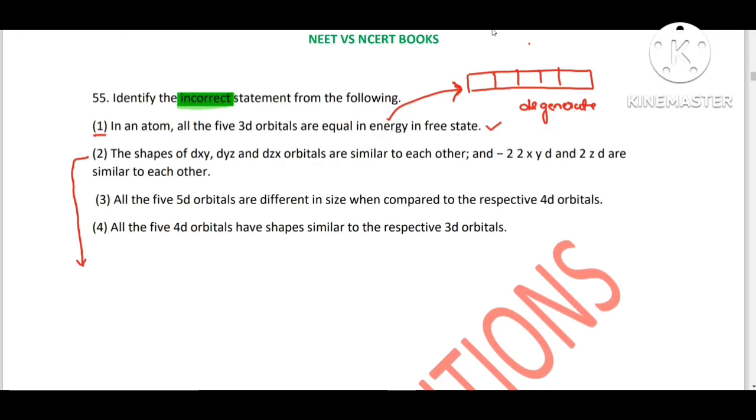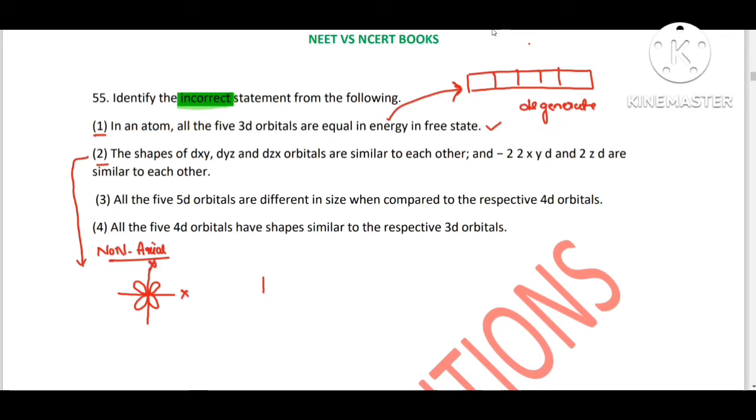And now let us discuss statement 2. The shapes of dxy, dyz and dzx orbitals are similar to each other. Okay, now let us see the structures of dxy. These dxy, dyz and dzx orbitals are non-axial. Why? Because the lobes are present between the axes. They are not present on the axes.